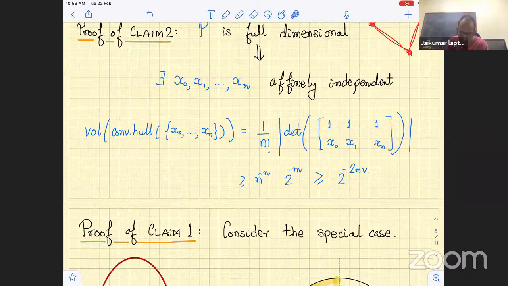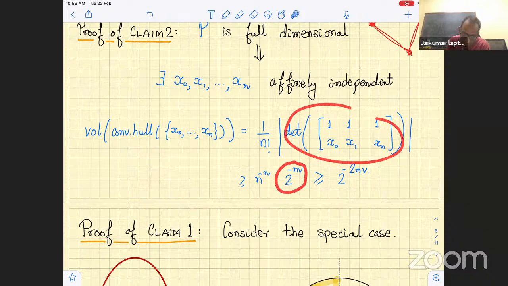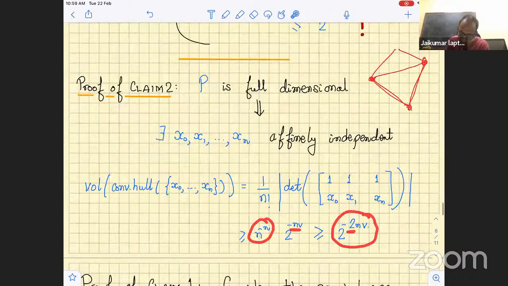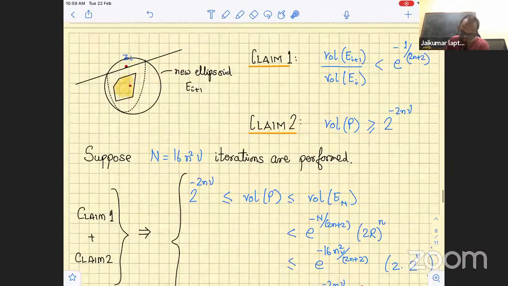So you can always write this determinant with a denominator no bigger than this, and then you will have to divide by this number 1 over n factorial. So that is this number, and for this n to the power minus n, I have put a factor 2 here, and it is bounded by 2 to the minus 2n nu. I should have written 2n nu. Yeah, I wrote 2.